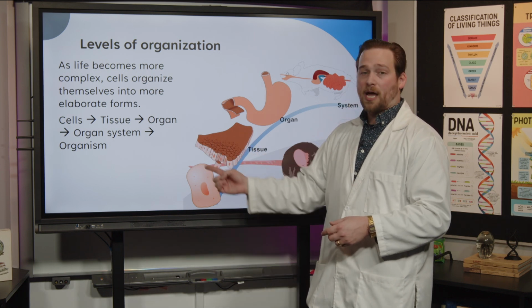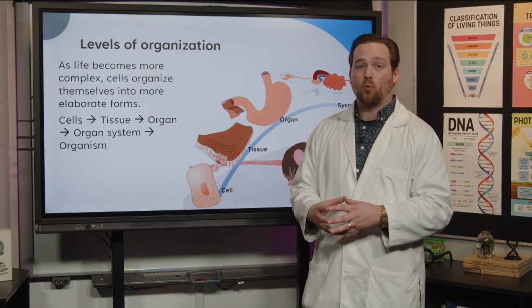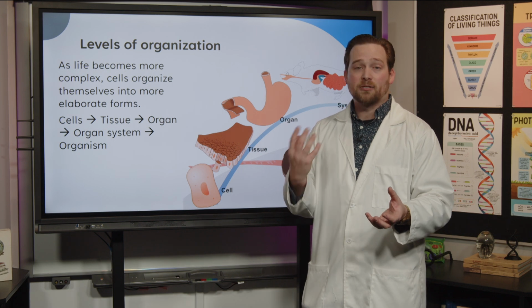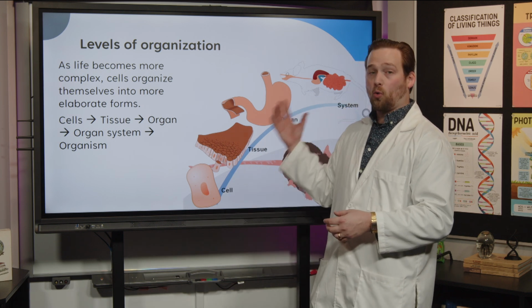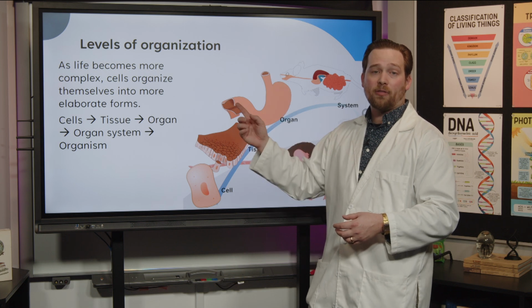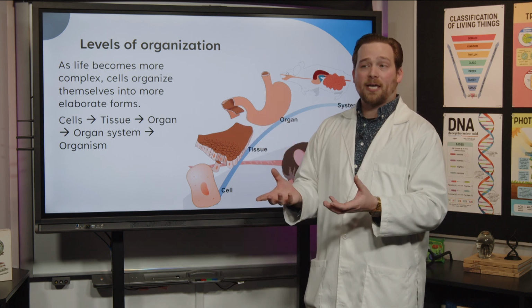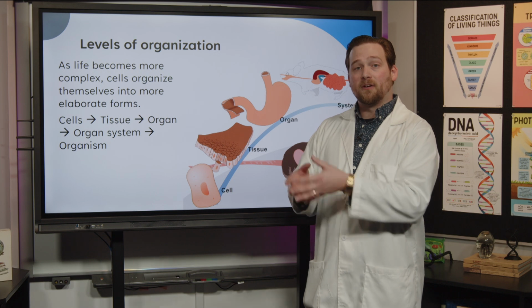When we get different types of tissues working together, for example, we might get some muscle tissue and some skin tissue, and when they start working together, they'll make something called an organ. Looking at this organ, you might know that this is the stomach. Your stomach is made up of multiple different types of tissue.